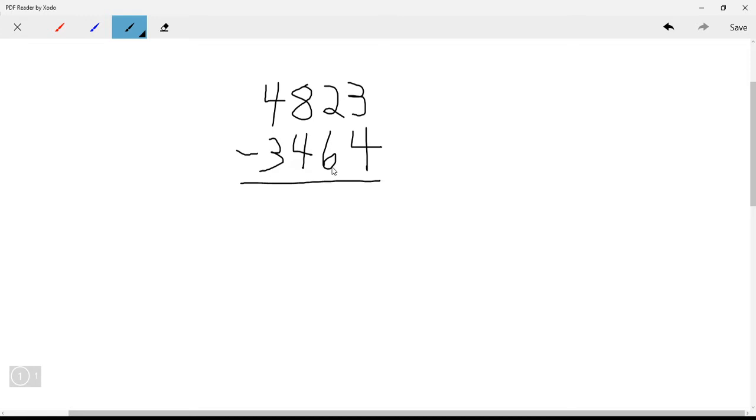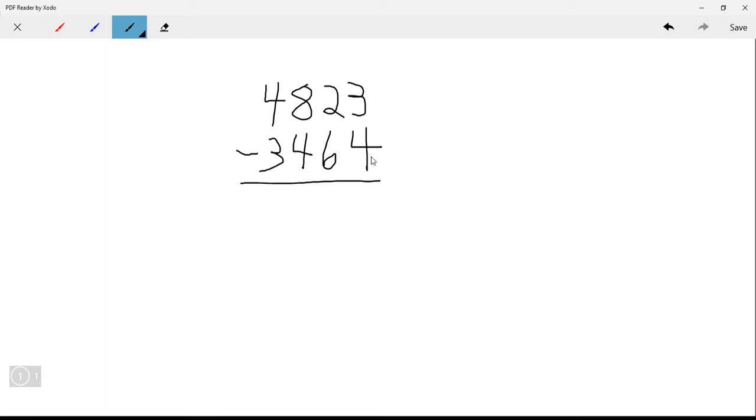So, the standard algorithm in subtraction is quite a bit like addition. So here we have 4,823 minus 3,464. You always start in the ones column, and then we are going to go straight down. We are going to say 3 minus 4. Now 3 minus 4, we cannot do that.